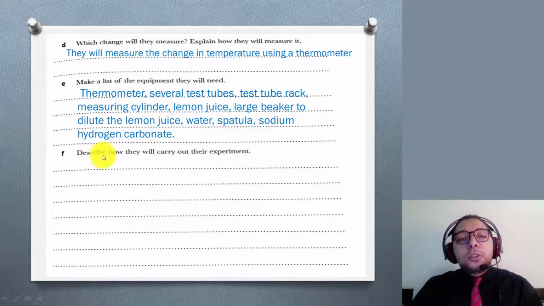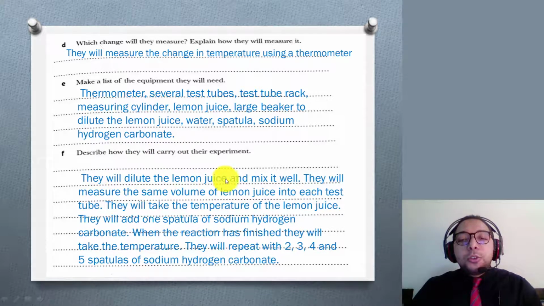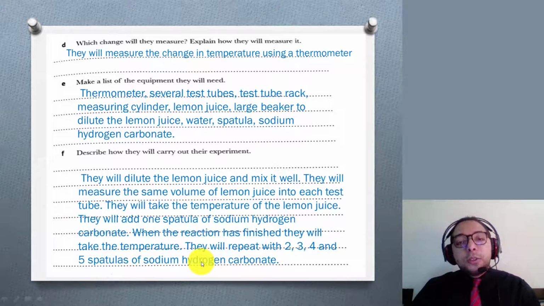Third question, describe how they will carry out this experiment. They will dilute the lemon juice and mix it well. Then they will measure the same volume of the lemon juice into each test tube in order to make it a fair test. They will take the temperature of the lemon juice and add 1 spatula of sodium hydrogen carbonate. When the reaction has finished, they will take the temperature. They will repeat the same with 2, 3, 4, and 5 spatulas of sodium hydrogen carbonate.